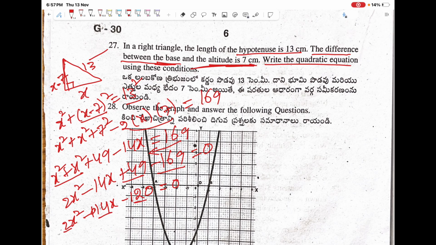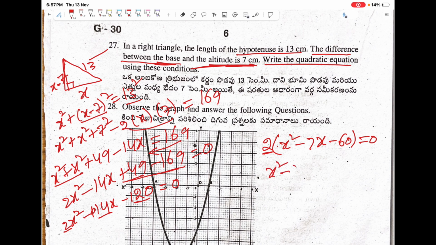You find in every term multiples of 2, so you take common 2. From each term you take common 2: x square minus 7x minus 60 equals 0. The 2 is multiplying on this side; when it is transposed to the other side, it divides the 0. 0 by 2 is 0.